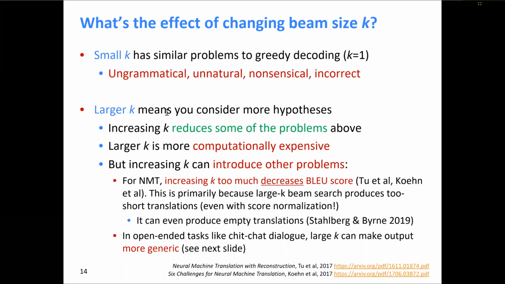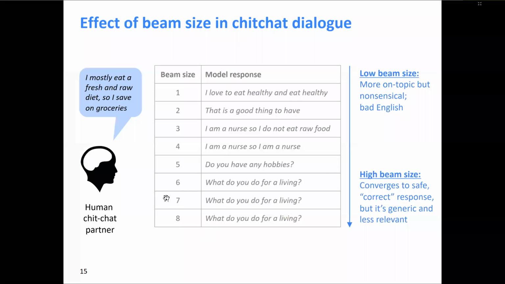Also, increasing K will actually generate more generic output. What does that mean? For example, if you train a chit-chat dialogue, which is a kind of open-ended conversation, and this is the human chit-chat partner, if you say this, then this is a different output when you change your beam search size.